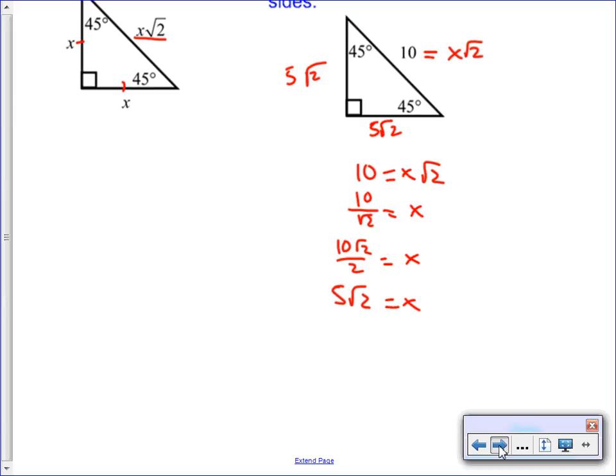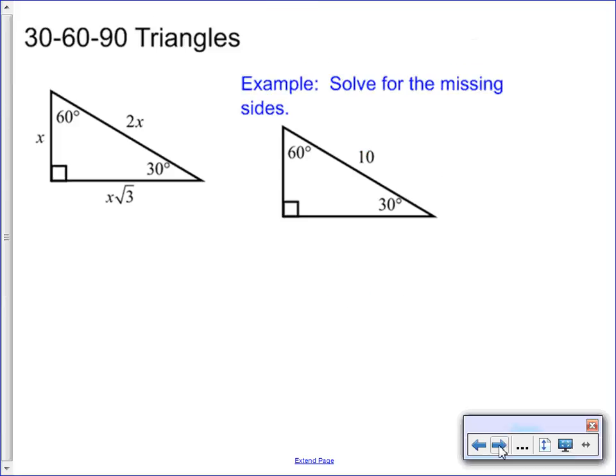For a 30-60-90 triangle, the pattern goes 1, 2, root 3. 1 is the smallest number, so 1x should be across from the 30 always. Root 3 is the second largest number, and 2x is the largest number, so that's why it's across from the 90.